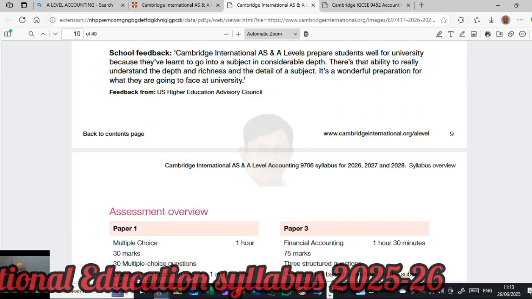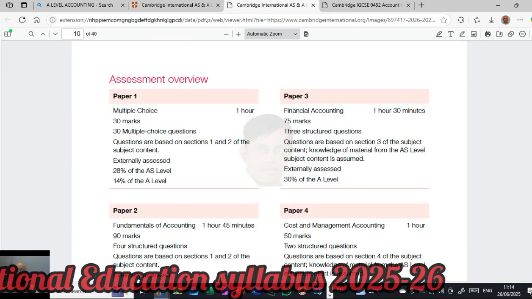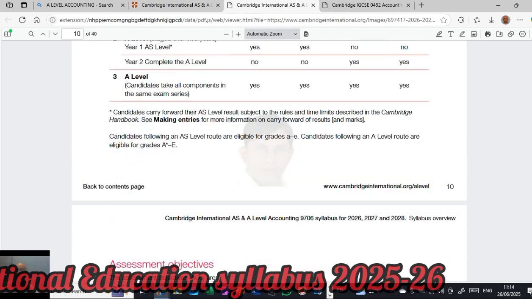See, what does it say? Cambridge International prepares students well for university because they learn to go into a subject in considerable depth, so that there is that ability to really understand the depth and richness of the detail of the subject. It's a wonderful preparation for what they're going to face at the university. Okay, so you should be proactive. Don't be procrastinating. Be structured.